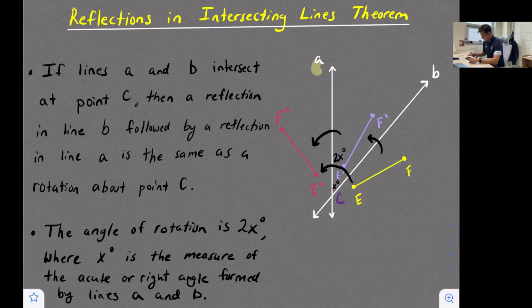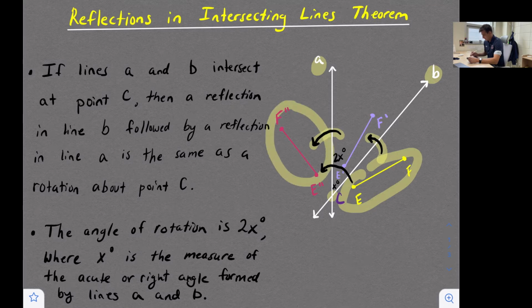So Reflections and Intersecting Lines says that if lines A and B intersect at point C, so we have line A, we have line B, they're intersecting down here at point C, then a reflection in line B followed by a reflection in line A is the same as a rotation about point C. So we're starting here with this line right here, line EF, and we are reflecting it over line B to get line E prime F prime, and then we reflect the line segment again to get E double prime F double prime. So to go from our pre-image, or our original line, to the ending line, we can say instead of doing two reflections, it's actually a rotation about point C, this point right here.